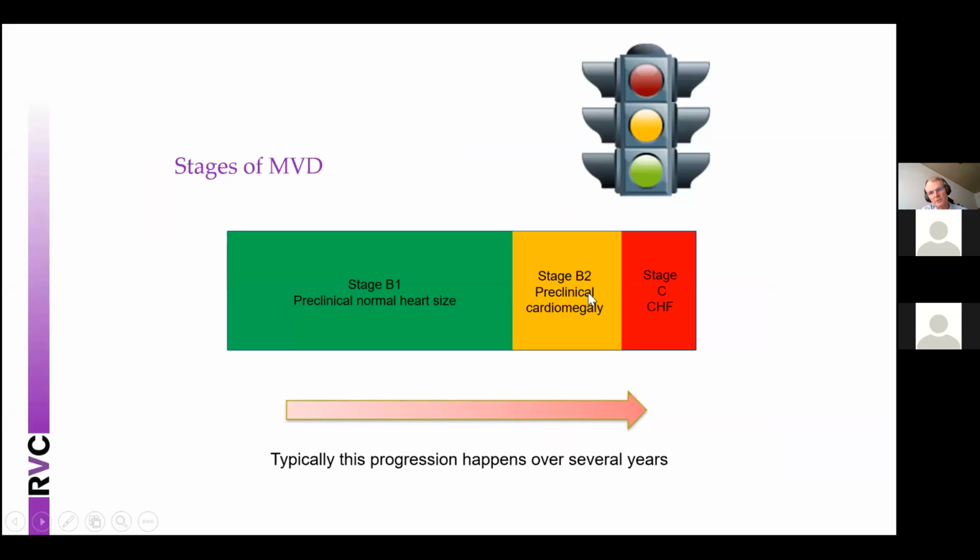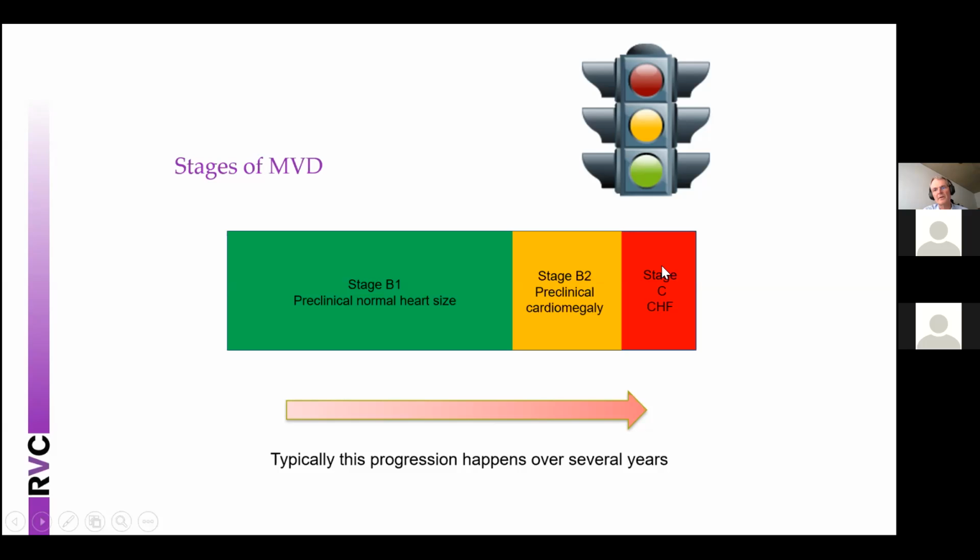Now, some of those dogs progress to the stage where they're in what we call stage B2, where they still have no outward clinical signs, but their heart is big. And we recognize that enlargement of their heart as being a sign that they're on the pathway ultimately to developing signs of congestive heart failure and developing a problem associated with their disease. And when they go into congestive heart failure, they're in stage C.